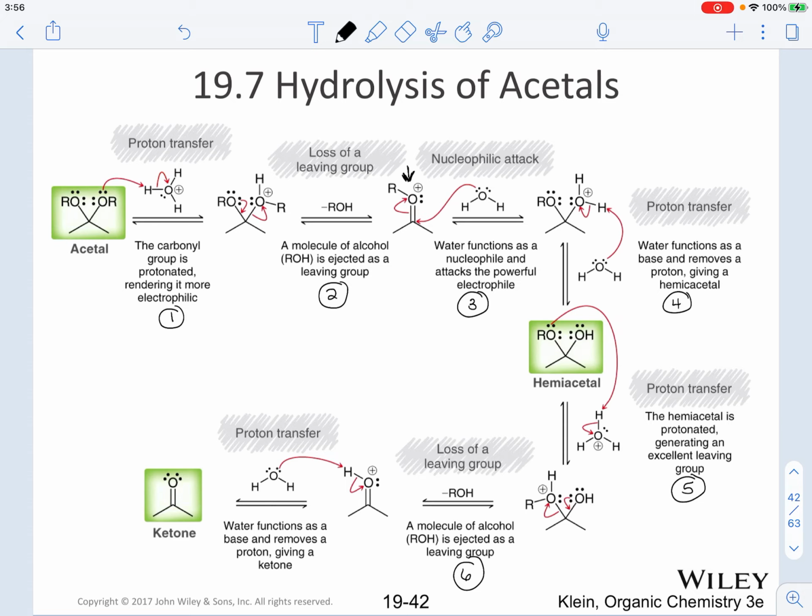And again, in this case, we have a ketone just because of the general structure that we started with. And in the last step of the reaction, our water molecule is going to remove the proton on the ketone to just generate the ketone at the end of the day.